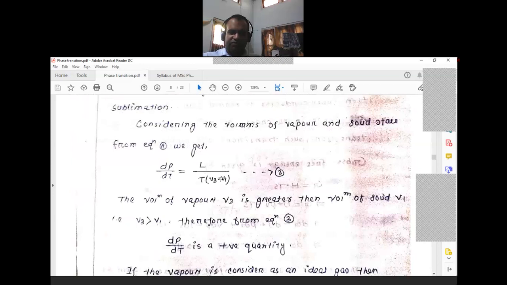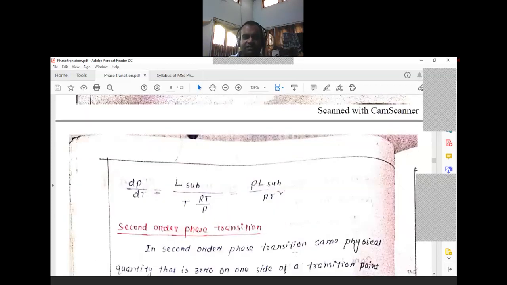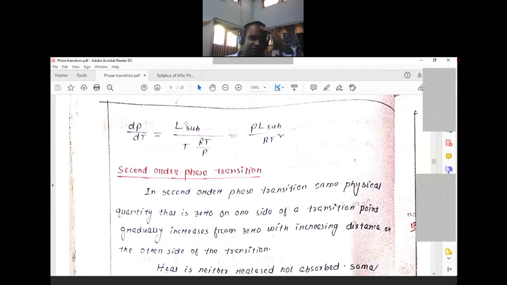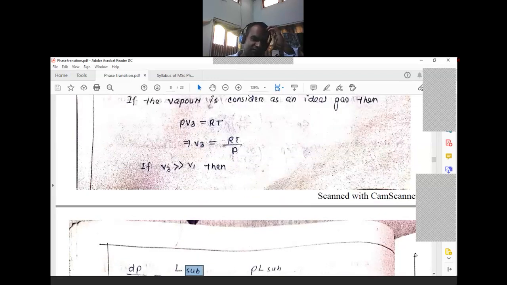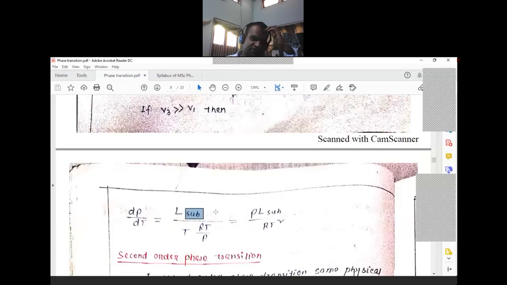Again, we may take a special case into consideration. If the vapor is considered to be an ideal gas, in that case PV3 equals RT, just like the previous case of vaporization. So V3 is equal to RT over P.